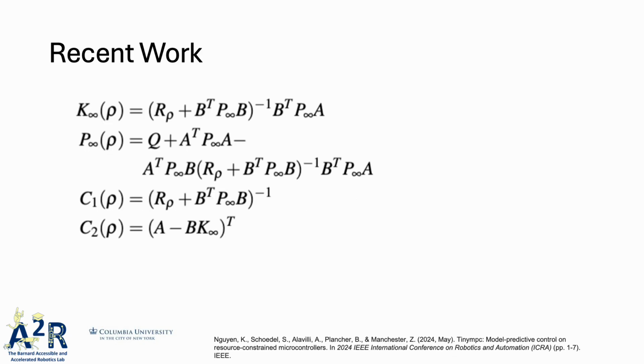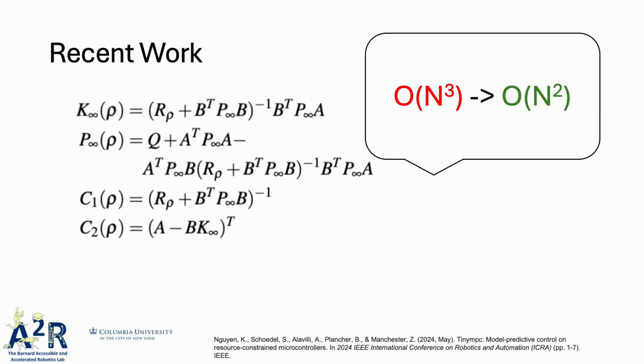TinyMPC identified that for long enough horizons, the Riccati recursion converges to the infinite horizon solution. By precomputing the steady-state cost matrix P infinity, the infinite horizon gain K infinity, C1 and C2, we can dramatically speed up this process through caching. This enables us to reduce computational complexity from n cubed to n squared.